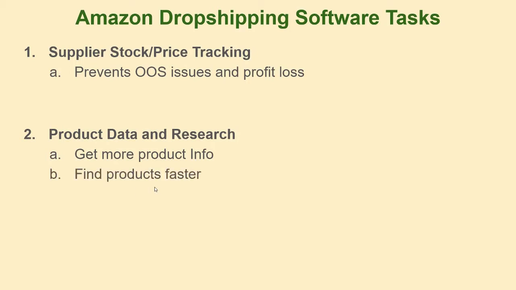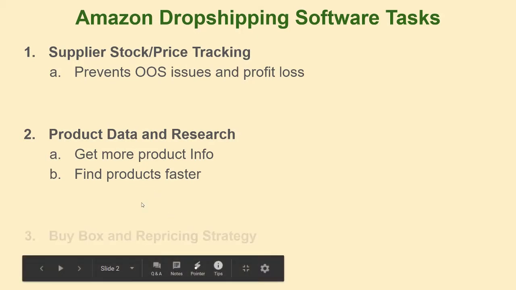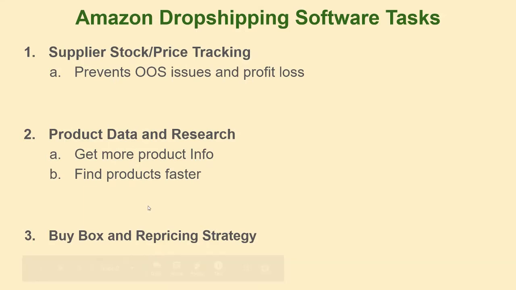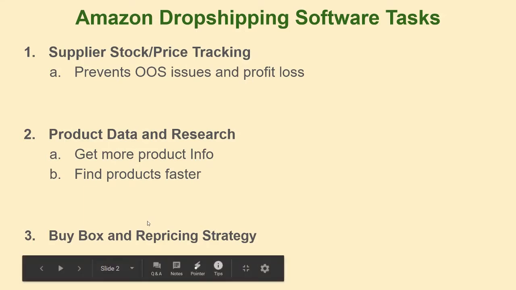Software can also be used to find products faster. There are softwares that will scan items at a supplier, such as Walmart, Overstock, Home Depot, and it will actually find matches for those products on Amazon. But again, that is something that can be done manually using pretty well-known methods that are taught by lots of instructors, myself included.